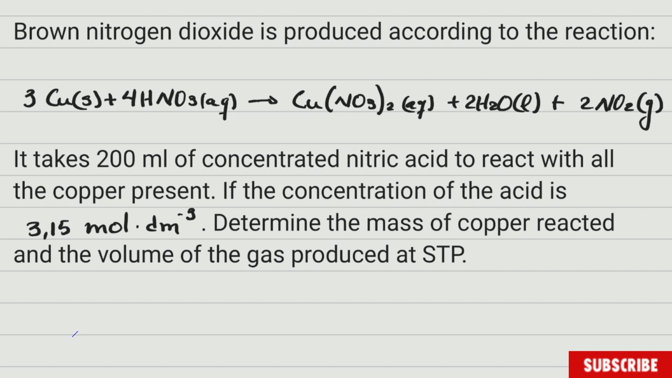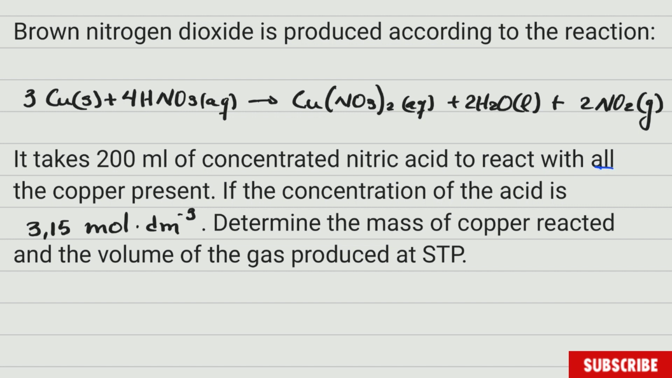The question said brown nitrogen dioxide is produced according to the reaction, and there you have quite a long reaction between copper and nitric acid. It takes 200 milliliters of concentrated nitric acid to react with all the copper.